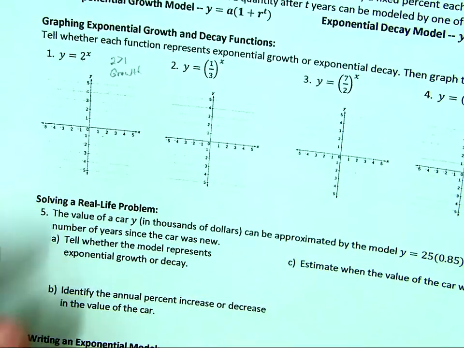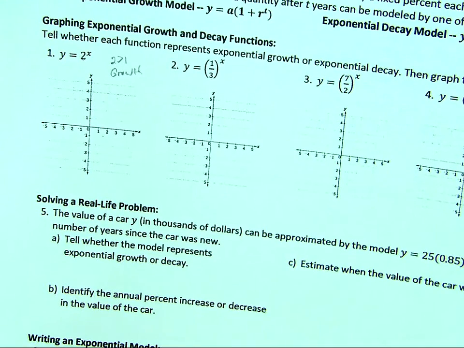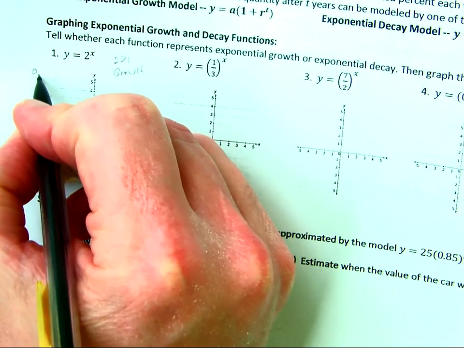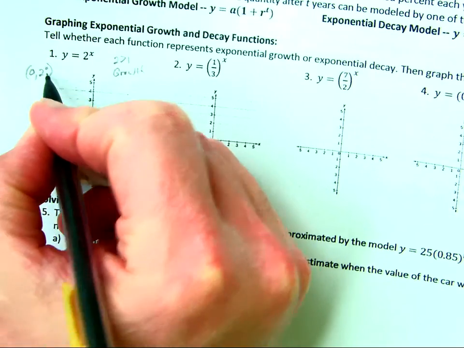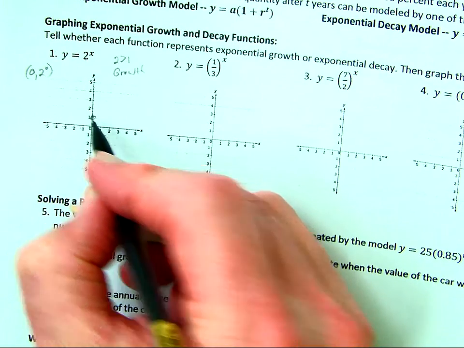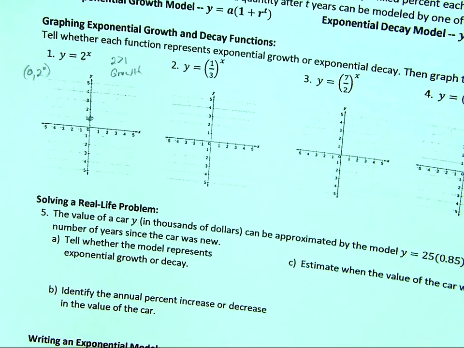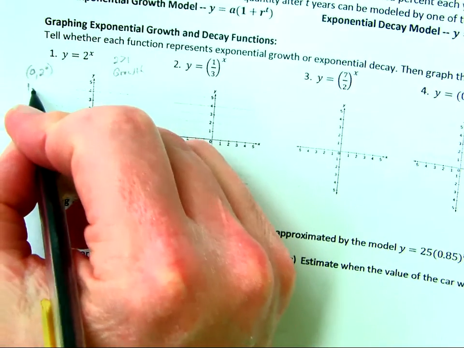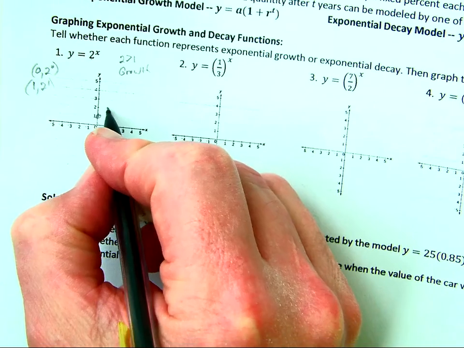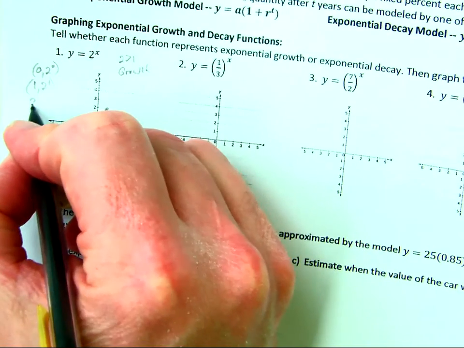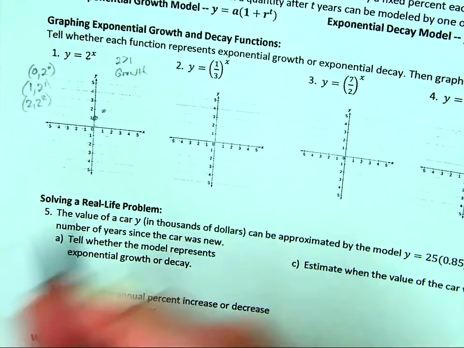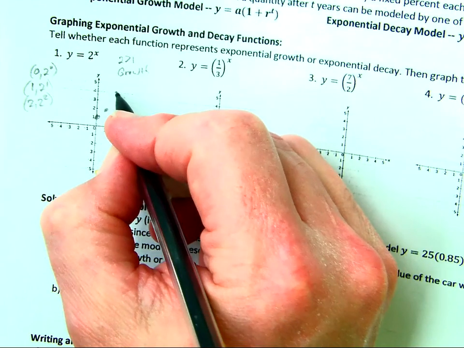It's pretty easy to graph these. You can just plug in a few numbers. Usually 0 is a good one, because 2 to the 0, and almost anything to the 0 is 1. So 0, 1 will be a point on a lot of these graphs. Then what if x is 1? Well, that means 2 to the first, which is 2. So 1, 2. If x is 2, that'll be 2 squared. 2 squared is 4, so the point 2, 4.